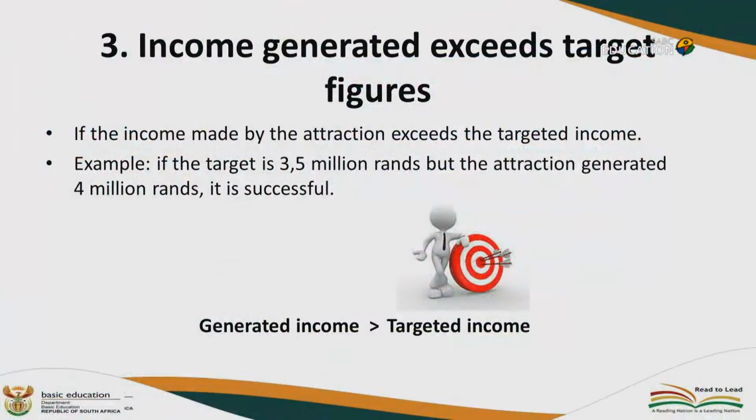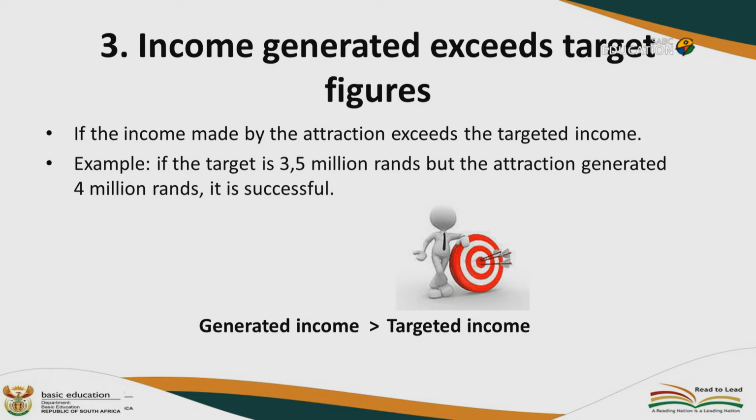And then income generated exceeds target figures. If the income made by the attraction exceeds the targeted income, for example, if the target is 3.5 million rands, but the attraction generated 4 million rands, it is successful.